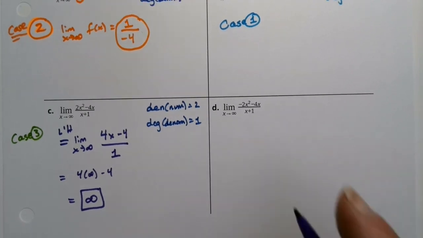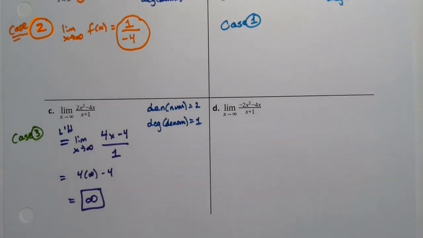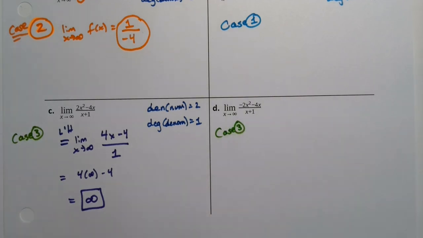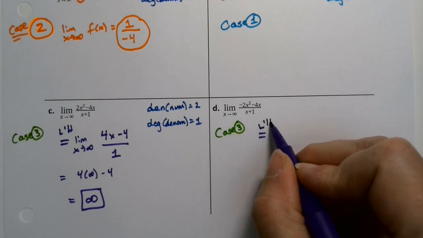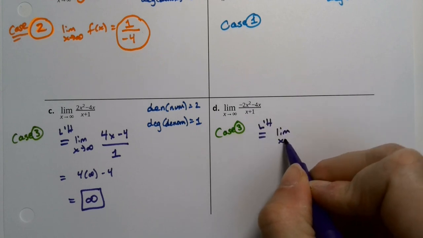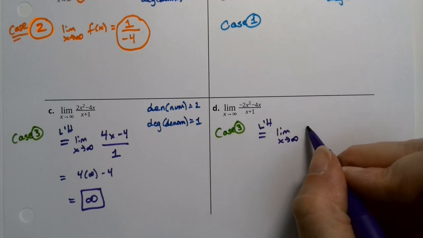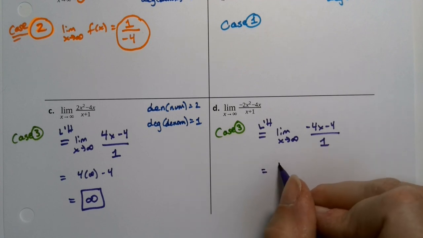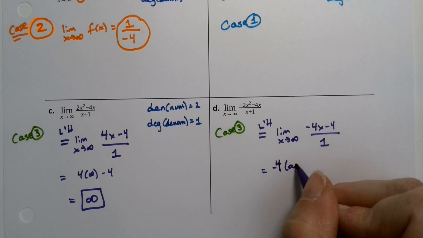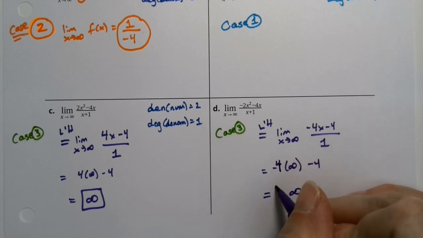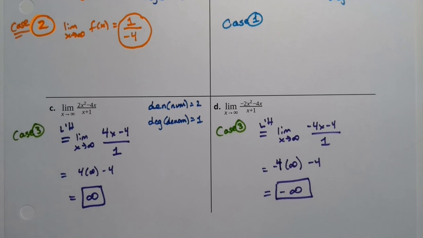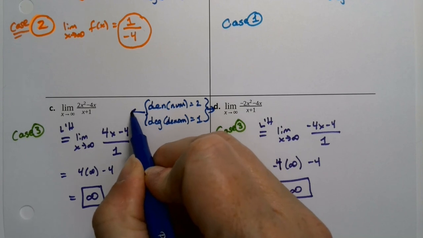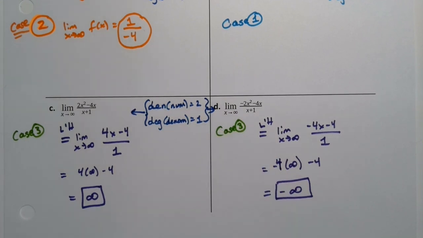Now, what about letter D? It seems very similar, right? And it is. The degree of the numerator and degree of the denominator are the same as they were in letter C. However, according to L'Hopital's rule, it would be the limit as x goes to infinity of negative 4x minus 4 over 1. So that would make it negative 4 times infinity minus 4, which would be negative infinity. Like that. And of course, the degree of the numerator and denominator works for both of these because they're basically the same problem.